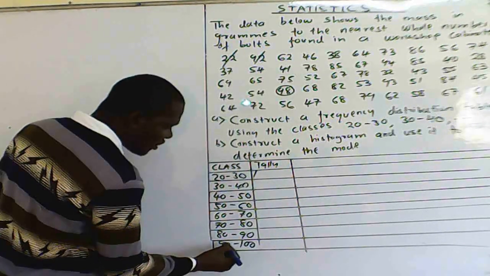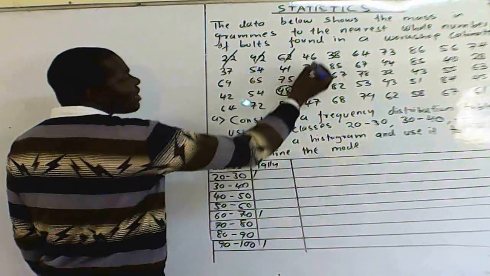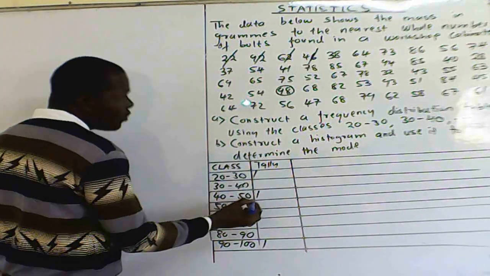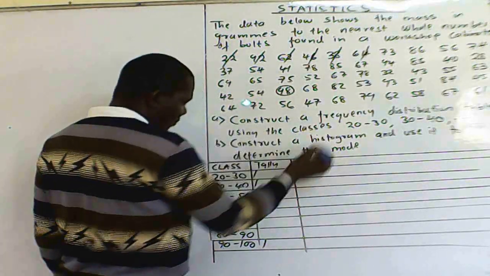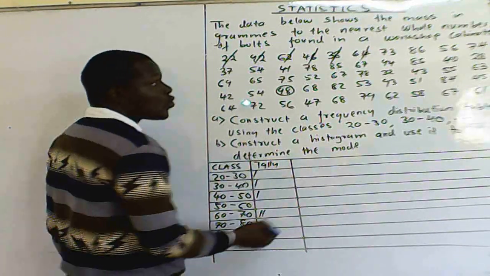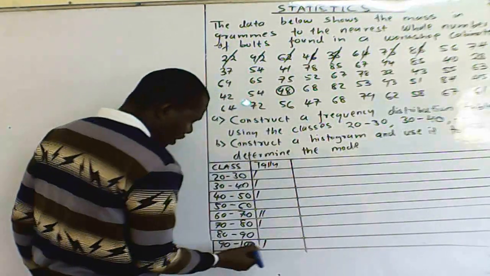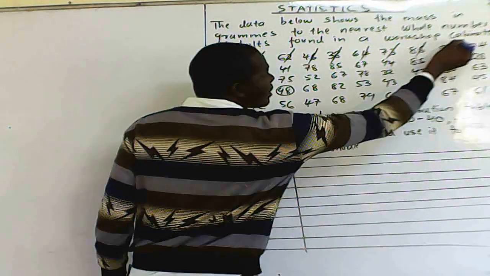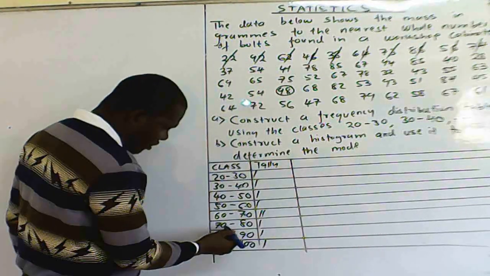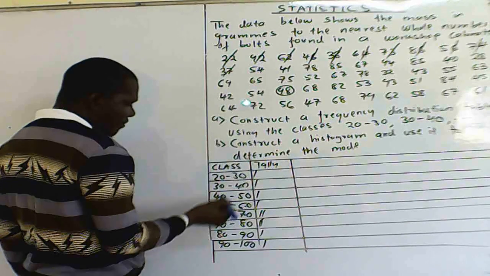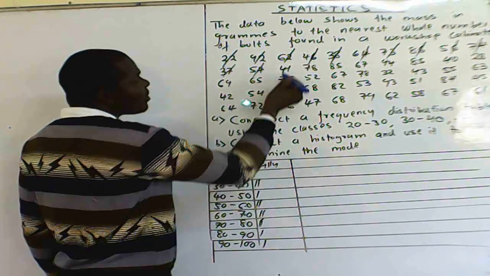92 is between 90 to 100, isn't it? 62 is between 60 to 70. 46 is between 40 to 50. 38 is between 30 to 40, isn't it? 64 is between 60 to 70. 73 is between 70 to 80. 86 is between 80 to 90. 56 is between 50 to 60. 74 is between 70 to 80. 37 is between 30 to 40. 54 is between 50 to 60.